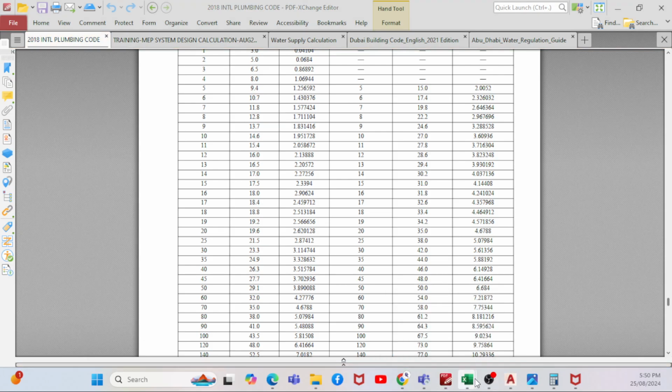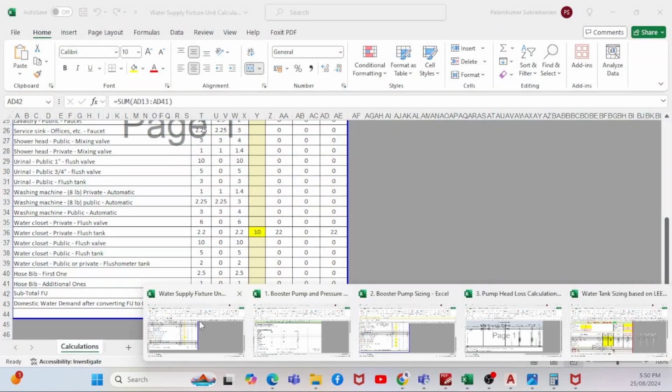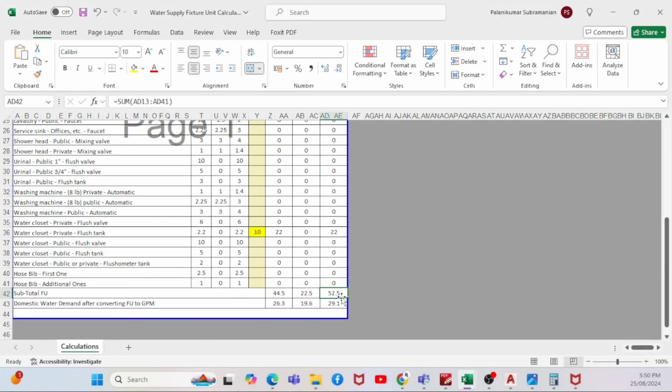If I go to the WSFU chart calculation, which is coming to 52.5, right? Sorry, the fixture unit will be 29.9, the exact value. For 52.5, I am able to get 29.1 GPM.